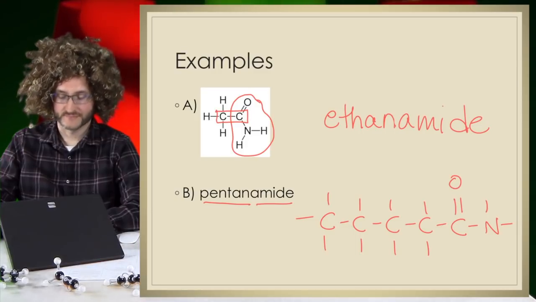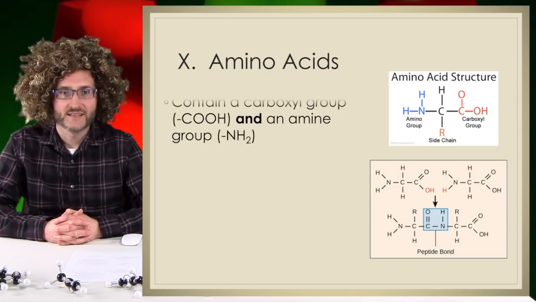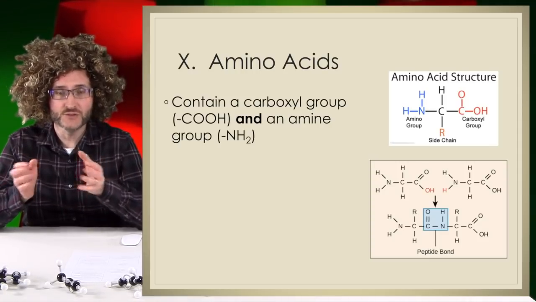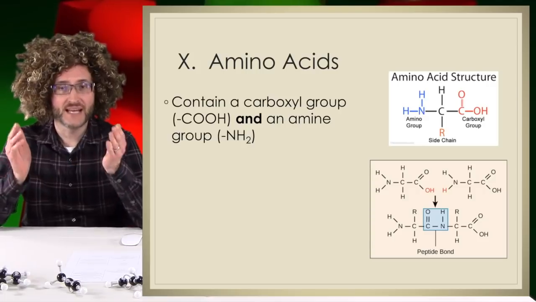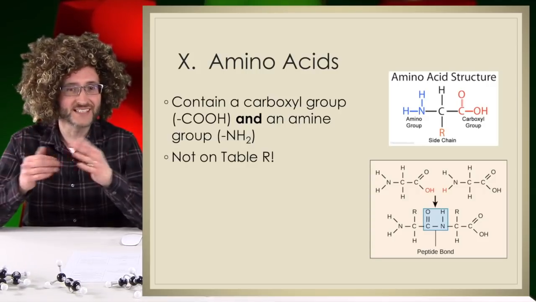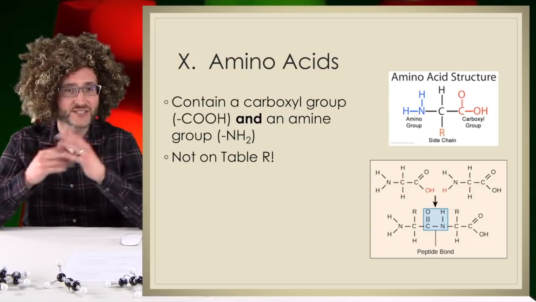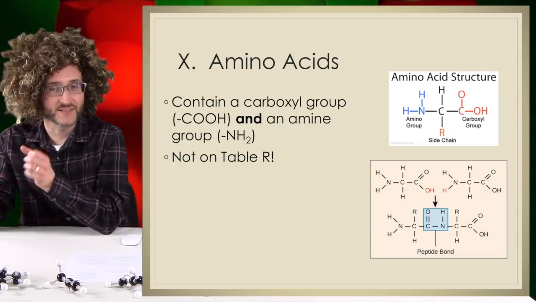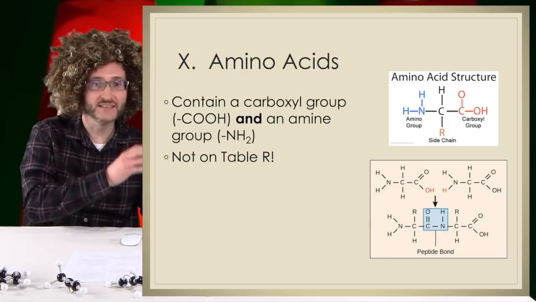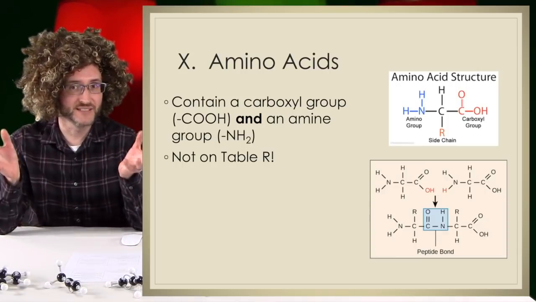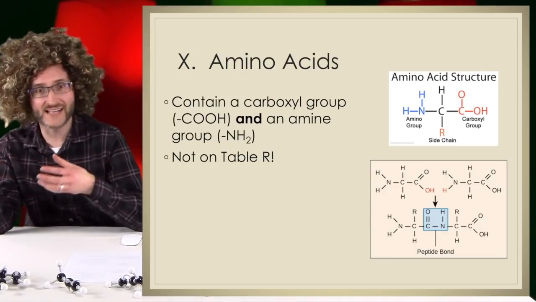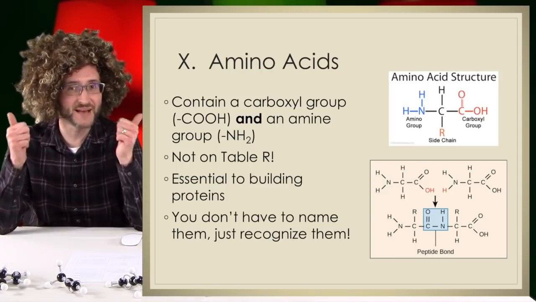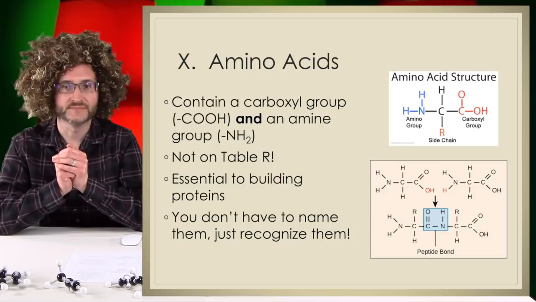All right. Very good. Amino acids. Amino acids contain a carboxyl group, COOH, and an amine group, NH2. Unfortunately, it's not on Table R. You're just gonna have to recognize that you have an organic acid, that's the carboxyl group, and an amine, that's the NH2. So get where the name comes from, amino acid. These are essential to building proteins. And you don't have to name them, just recognize them.